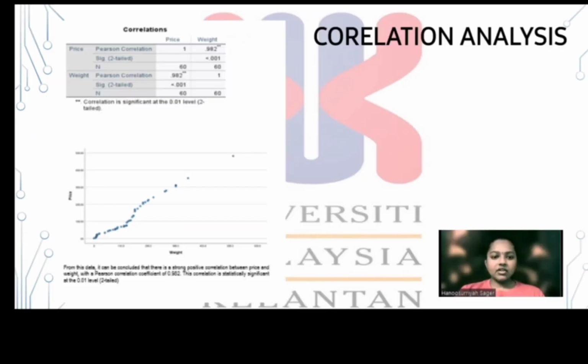For correlation, from this data, it can be concluded that there is a strong positive correlation between price and weight. With a Pearson correlation coefficient of 0.982, this correlation is statistically significant at the 0.01 level.